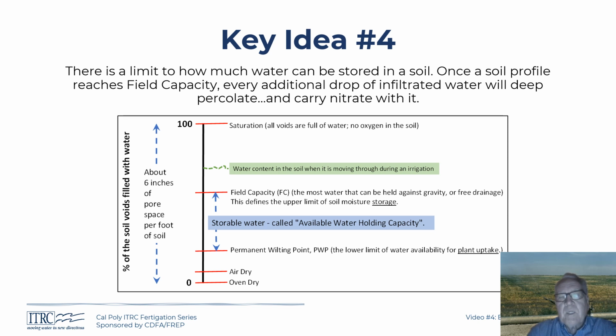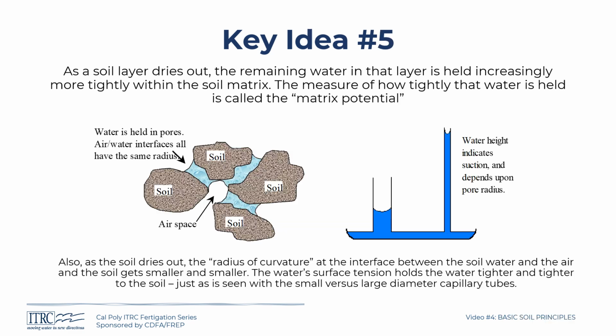water level or water concentration at field capacity is really defined by the texture of the soil largely. If you have a lot of very small pores like in a clay soil, the amount of water held at field capacity is higher than for a sand. But once a soil profile reaches field capacity, any additional drop is going to go on through the large pores and percolate and carry some nitrate with it.